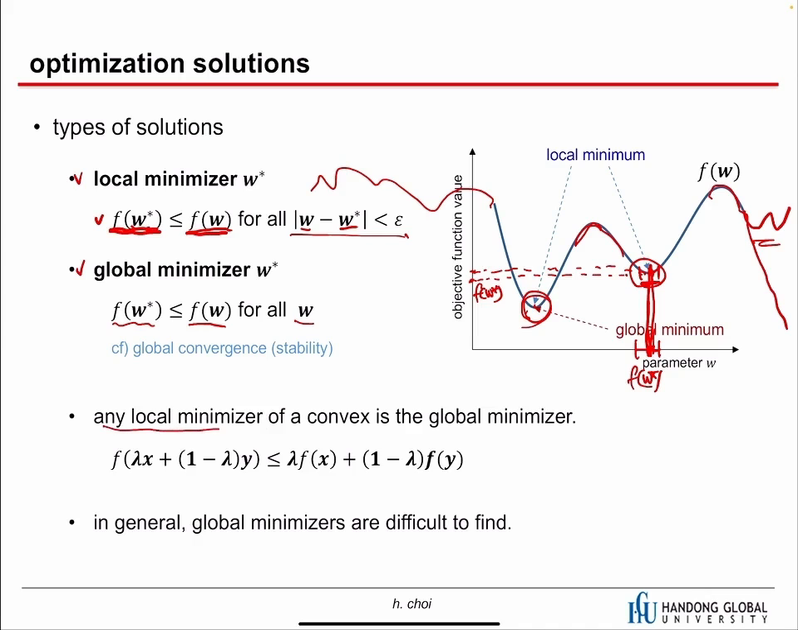And any local minimizer of a convex function is the global minimizer, because if it is convex, something like this, then there is only one minimizer, which is the global minimizer. So for convex functions, the local minimizer is the global minimizer. But in general, as I said, global minimizers are difficult to find, so a local minimum is good enough. In deep learning, we are interested in finding good local minimizers. That's enough.